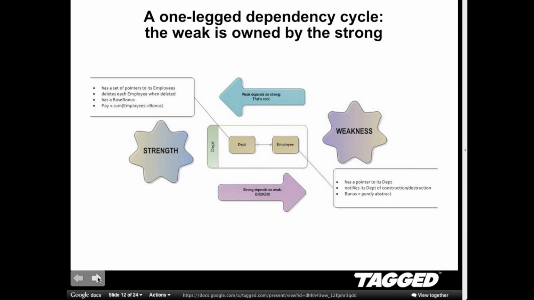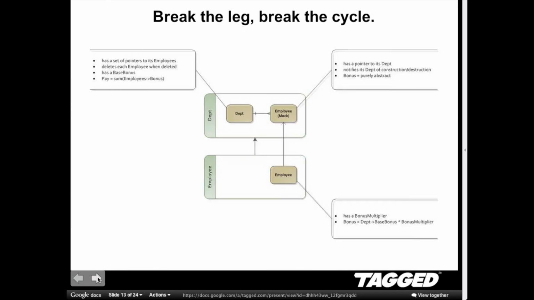So let's take a look at this again. One-to-many relationships like that are usually a very good sign that the one side is strong. It's not 100%, but it's pretty close. So in this case, department deletes its employees when it goes. Lifetime control is a very strong indication of relative strength. So it's okay for employee to depend on department because it's the weaker one. The problem is that department is depending on employee. That's the cycle. So we want to break it like that.